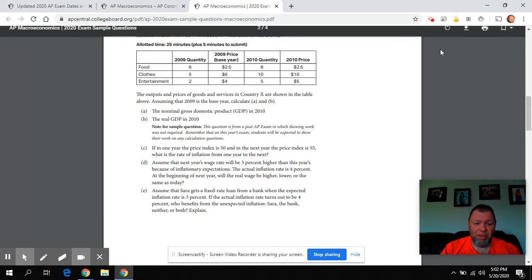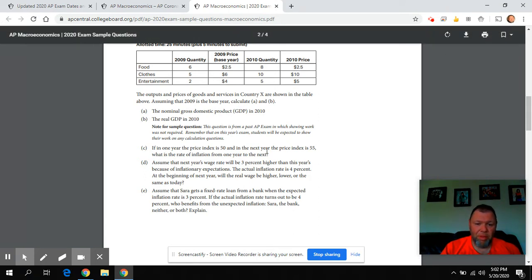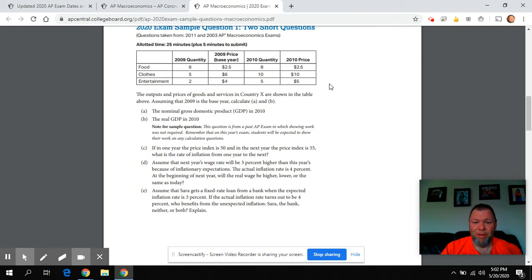Remember, it says in the note, this year's exam, students will be expected to show all your work on any calculation question. So it says calculate the nominal GDP for 2010. They actually want to see you say 8 times 2.5 equals 20. 10 times 10 equals 100. 5 times 5 is 25. And then since it's GDP, you add it all together. So 20 plus 100 plus 25 gives you a GDP of 145.